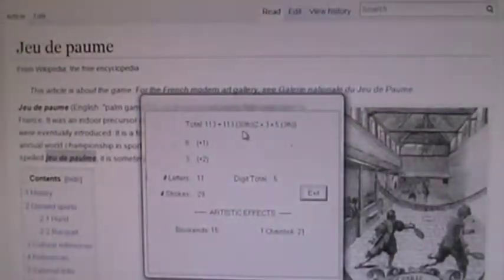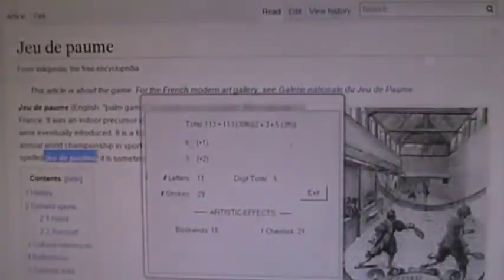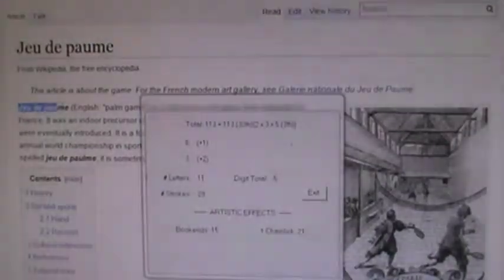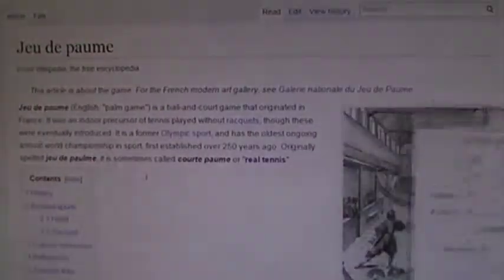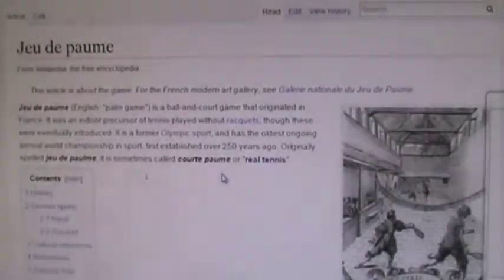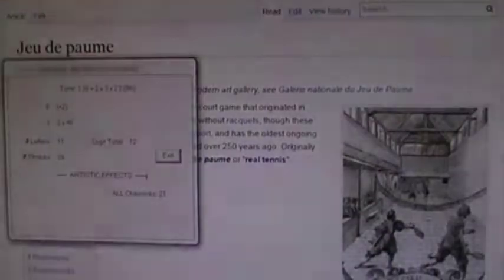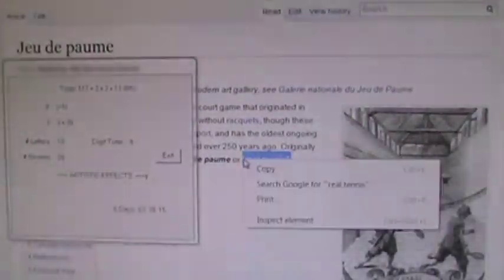There you go, 3. So whether you spell it jeu de paume, like that, it glorifies the number 3, or jeu de paume, like this, without the L, it glorifies the number 3. Yes! Victory! Okay, it is sometimes called court palm, which divides by 3 perfectly, and real tennis divides by 3.